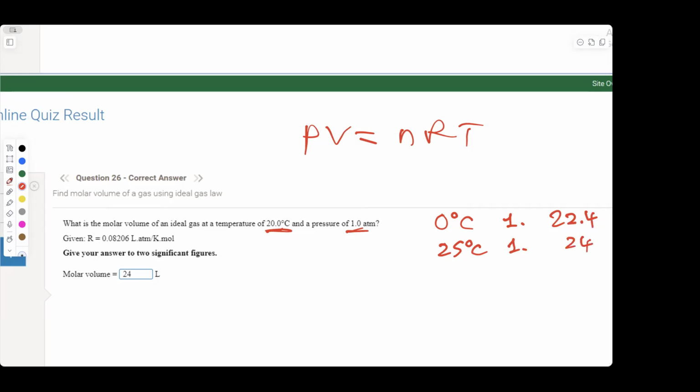But what about 20 degrees? I don't know it. Yes, because you don't need to memorize it. You just have to answer it. So pressure is equal to what? He said 1. And volume is equal to what? That's what he wants to find.